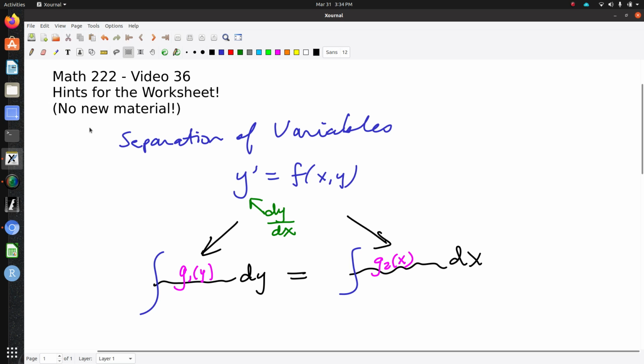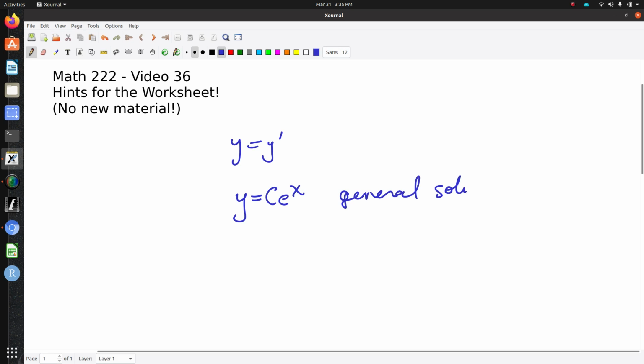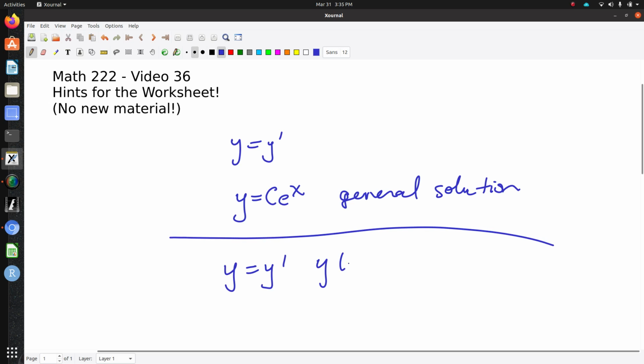There is a slight difference between a general solution and a specific solution, or a particular solution. Like, if I were to do, let's say, y equals y prime, and I want to find the solution, y equals c e to the x is called the general solution, because we haven't filled in that constant of integration to find out what c is. But if you instead have a question that says y equals y prime, but y of 0 equals 3, then you would first find your general solution.